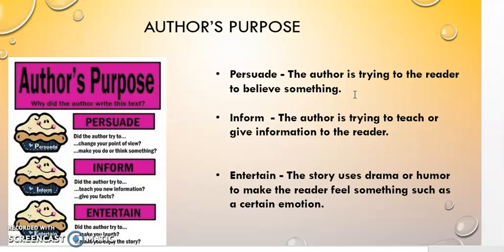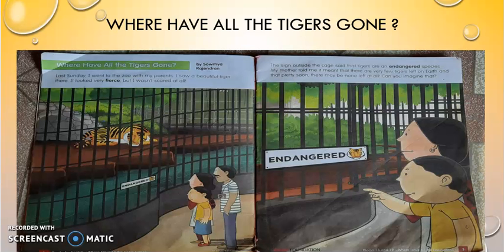So usually the author uses these three purposes, but today we will be discussing only our first way, that is to persuade. So let's have a look at today's lesson. Where have all the tigers gone? We will be reading the lesson and we will understand the lesson.